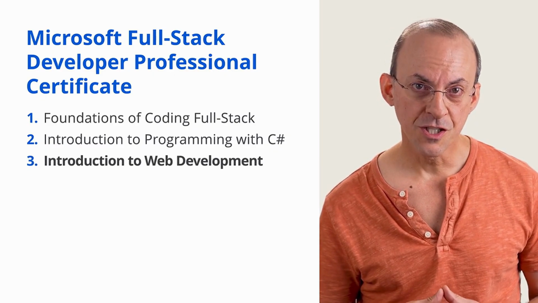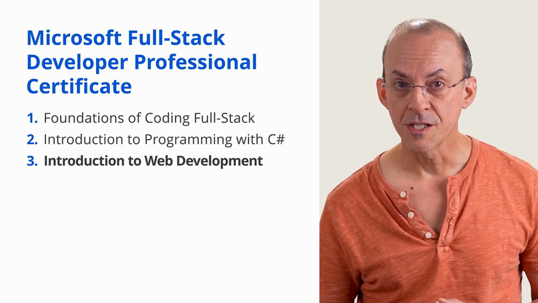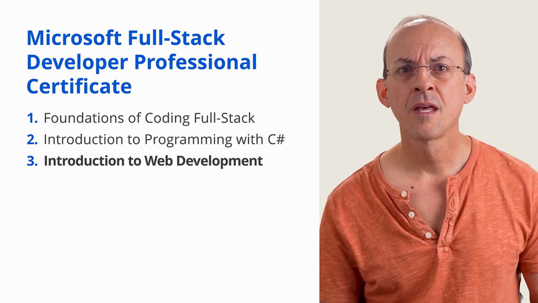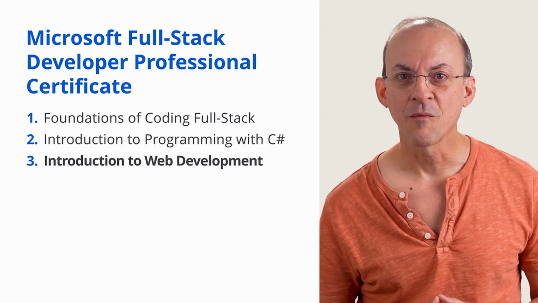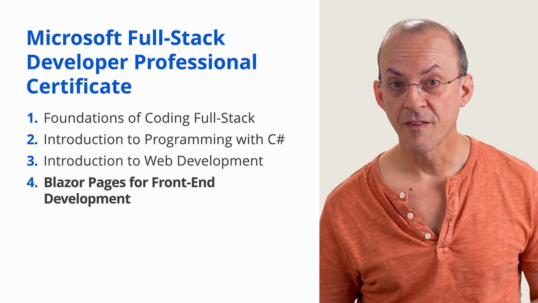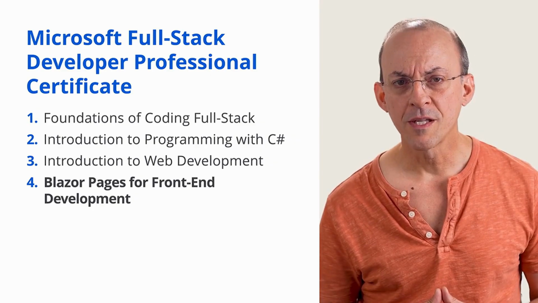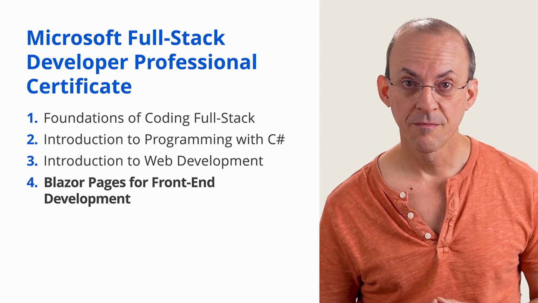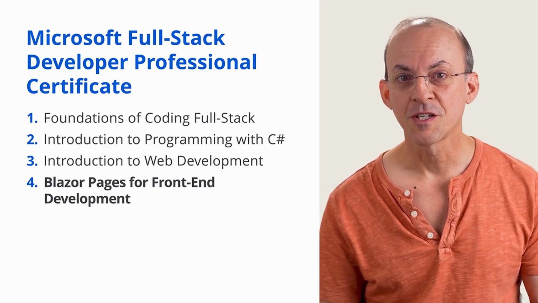Next, Introduction to Web Development taught you how to build responsive, accessible web pages using HTML, CSS, and JavaScript. You collaborated using GitHub and created a small interactive website with Copilot support. In Blazor Pages for front-end development, you used Blazor to build dynamic websites, working with components and data binding. You developed a complete Blazor project, managed app data, and used Copilot to enhance functionality and user experience.